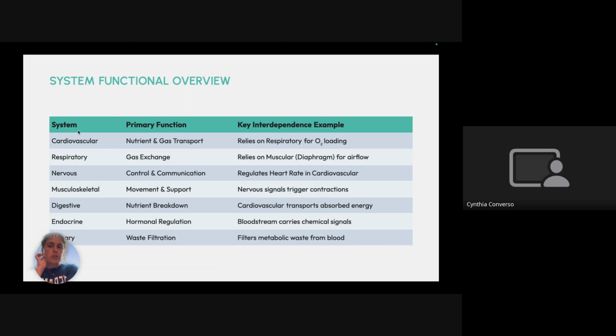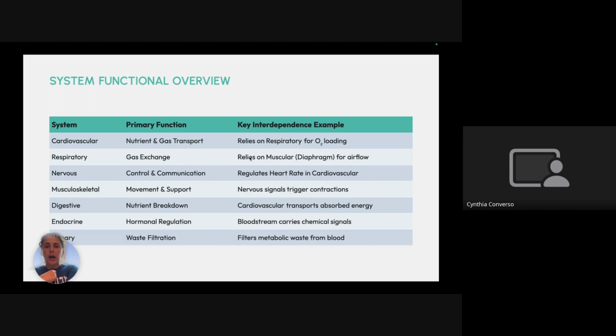All right, so cardiovascular system, this is combining the respiratory system and the circulatory system with the heart, and also the digestive system here. So it's kind of the pump that transports everything through the body. The primary function here is going to be nutrient and gas transport, and it relies on the respiratory system for oxygen loading, right? We'll get into that a little bit. The respiratory system specifically is where the gas exchange occurs, getting oxygen into the body, and something that it relies on here. All right, so in this last section, we have key interdependence example.